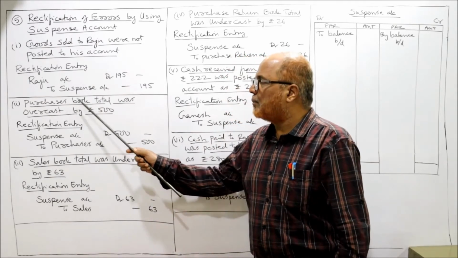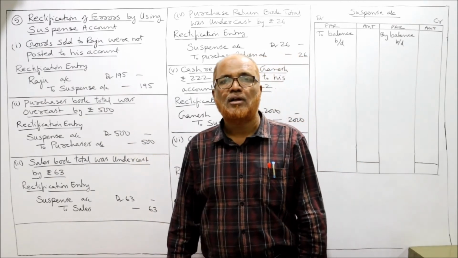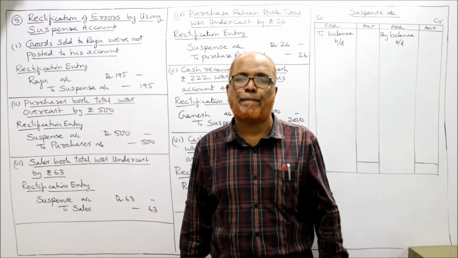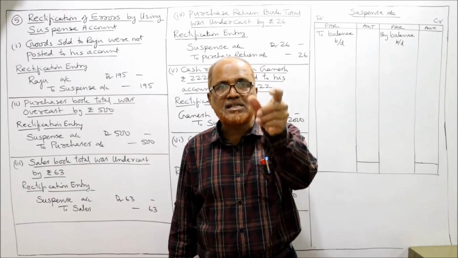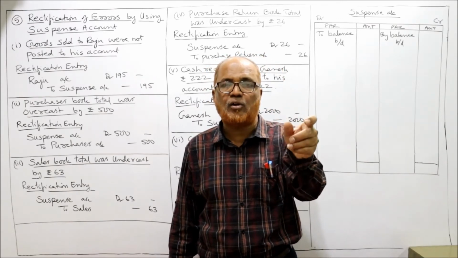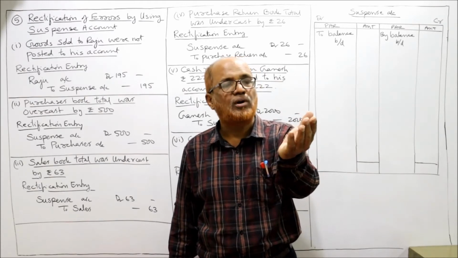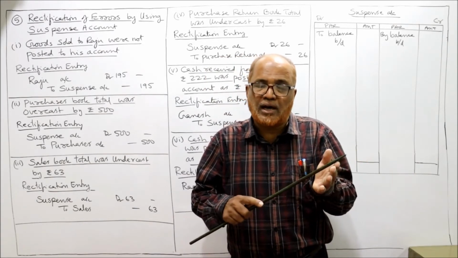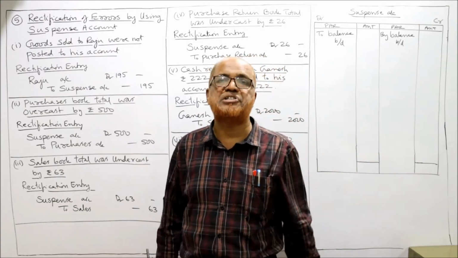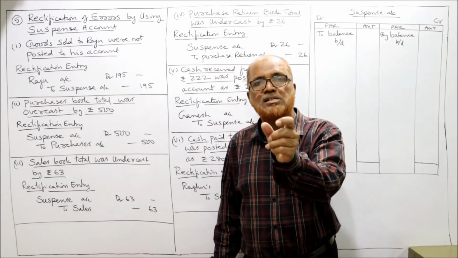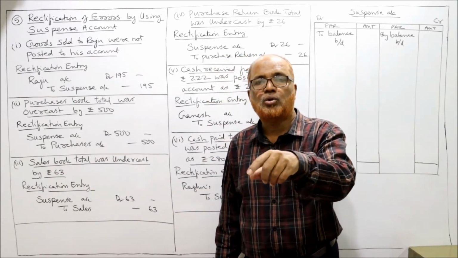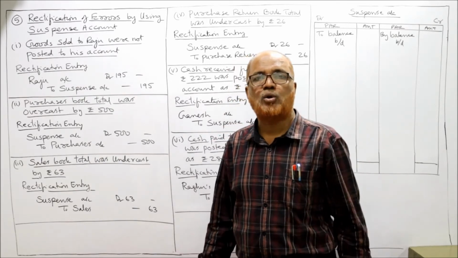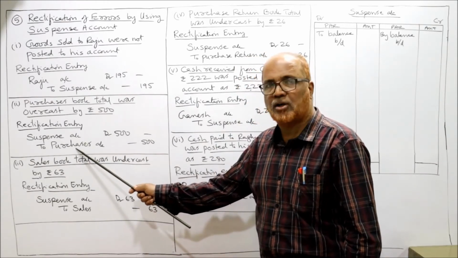Now what had happened: the purchase book total was overcast by 500. So on the debit side of purchase account we have taken 500 rupees more. Now we have to credit purchase account, because on the debit side we have taken more. To cancel that, we have to take 500 rupees on the credit side. The purchase account should be credited and the debit should be given to suspense account. The rectification entry will be suspense account debit to purchase account.